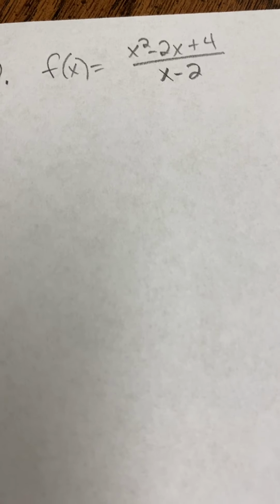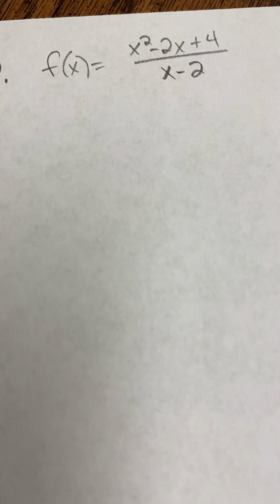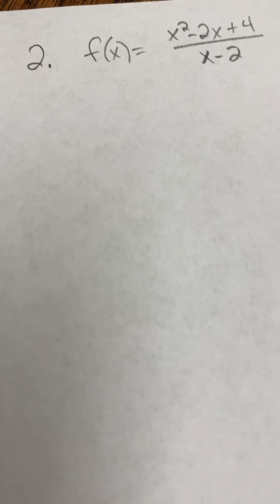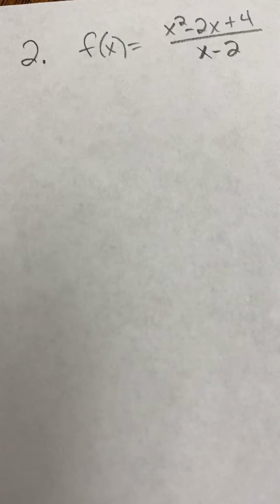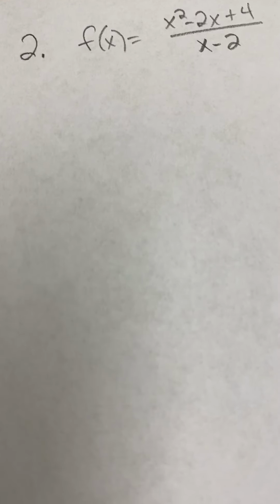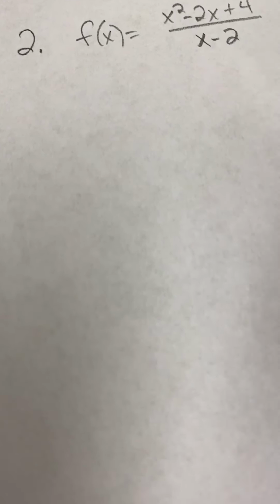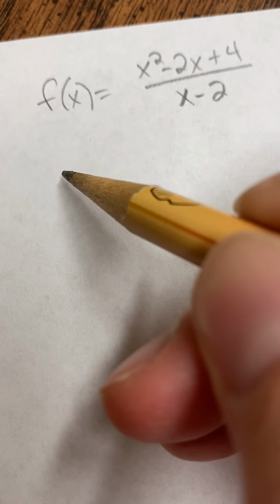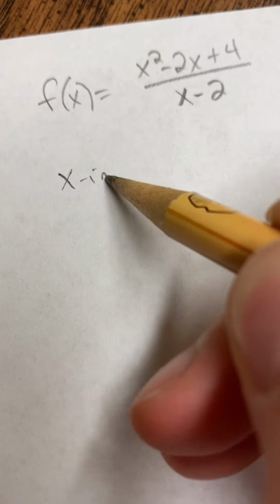All right, the next function we are going to look at is (x squared minus 2x plus 4) over (x minus 2). Again, when you're doing these problems in your homework, I think it tells you exactly what all the pieces to find, so you don't have to remember all of these. But the first thing we're going to do is find the x-intercepts.